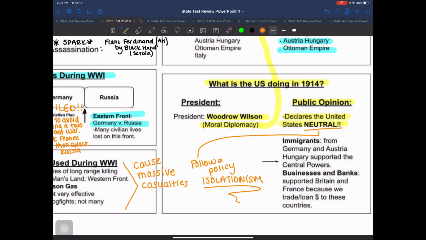Isolationism was a policy our very first president in this country suggested that we follow. I'm sure there's a more proper way of explaining this, but how I get my kids to understand it is isolationism is where George Washington tells us we need to stay away from European nations. We need to stay away from them. They have a lot of drama. They have a lot of issues.